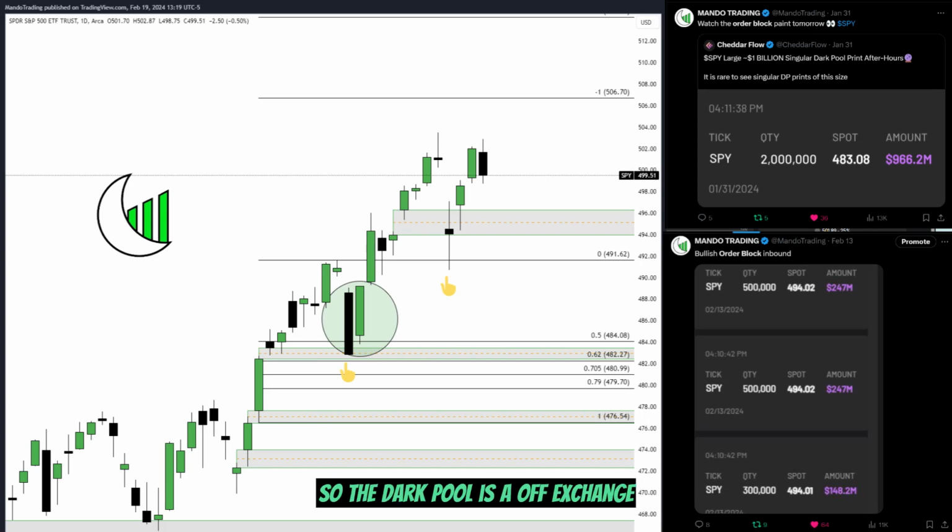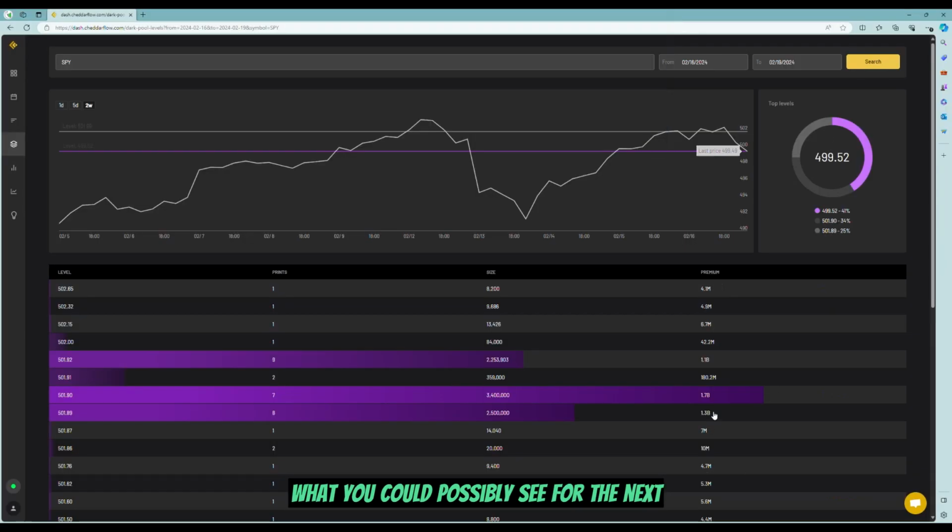So the dark pool is an off-exchange way to make transactions in a way that's not coming through on the tape, that's going to show everybody in the world what direction $1.7 billion is going towards, right? So by using these tactics or these ideas about the dark pool, you can get a little bit of a jump start into what you could possibly see for the next day, right?